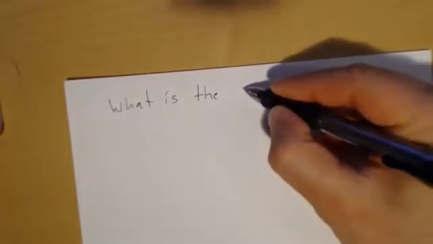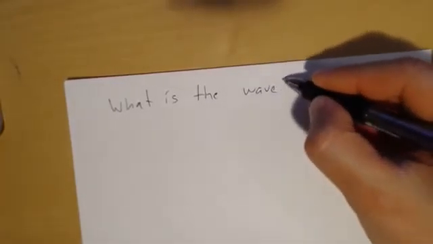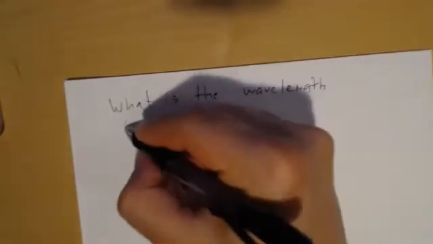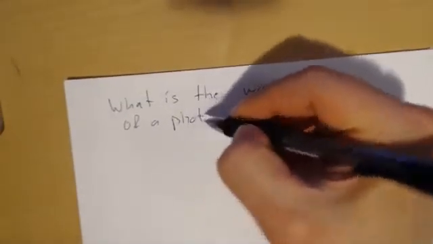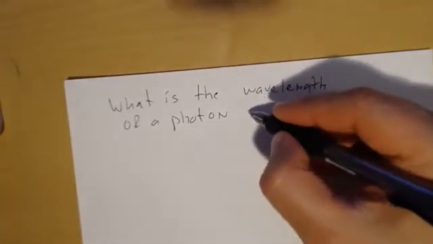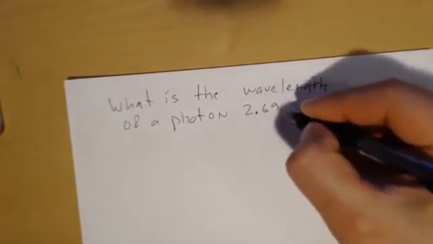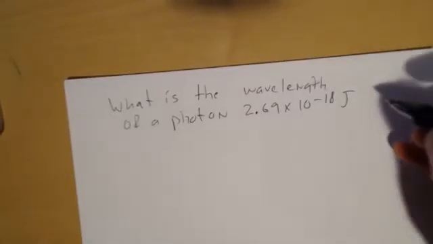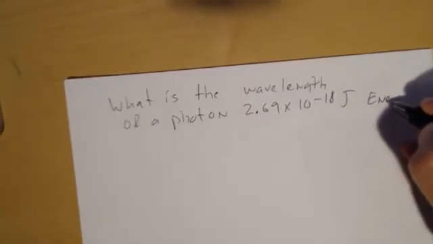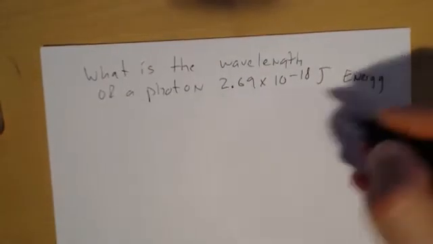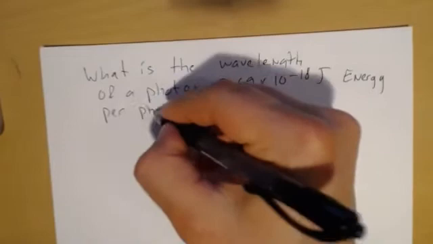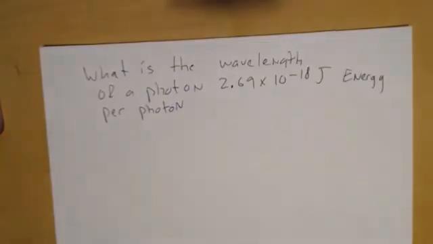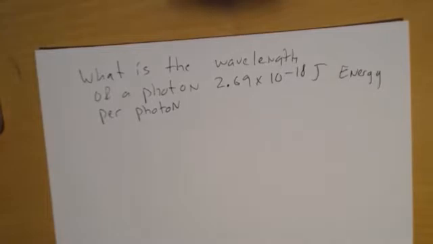What is the wavelength of a photon that is, let's just make up a number, 2.69 times 10 to the minus 18 joules of a photon that has that much energy. Let me move this over. Energy per photon. So this one's kind of going backwards.